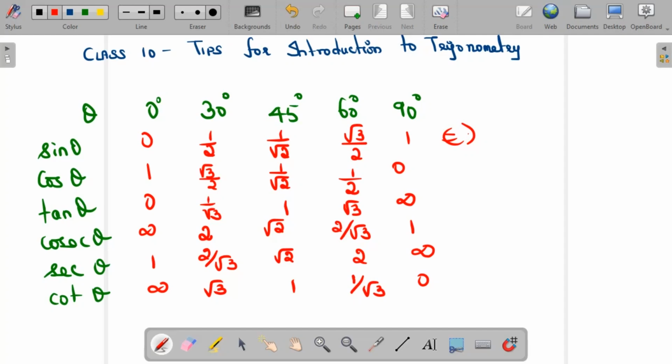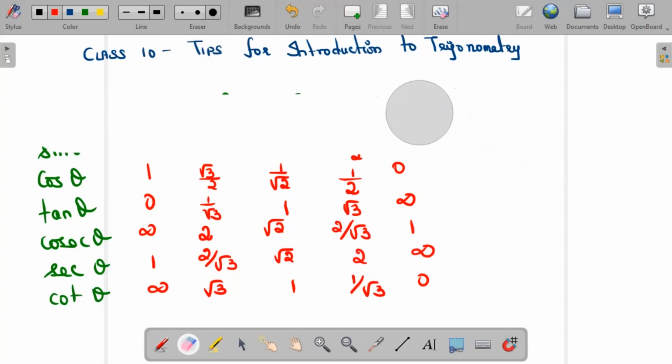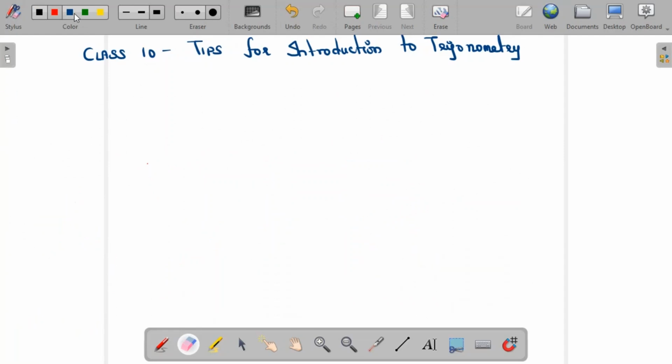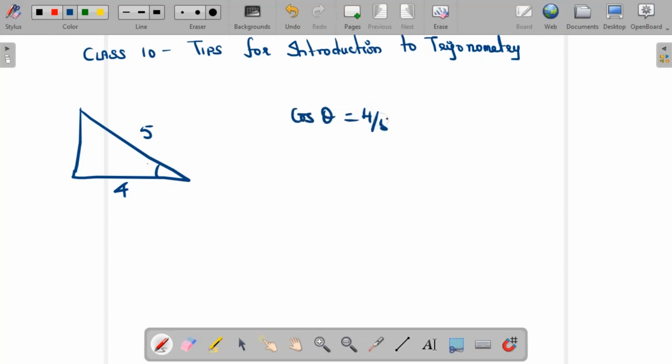to hold the values. Then next, please remember, in the evaluation sums, there may be cases wherein they will give you cos theta or tan theta and then ask you to generate all the trigonometric ratios. So let's see how that works. If I draw a triangle like this, they probably will end up giving you, this is going to be 4, and say cos theta is 4 by 5. So the statement might be cos theta is equal to 4 by 5. They will ask you all the other trigonometric ratios.